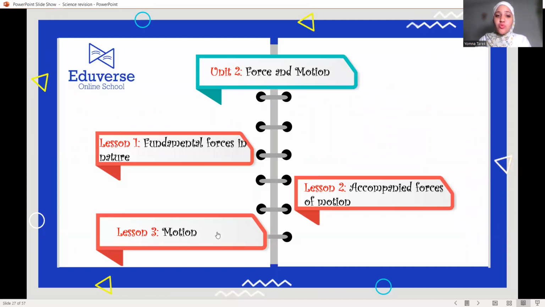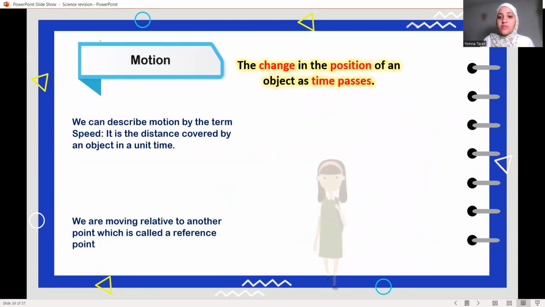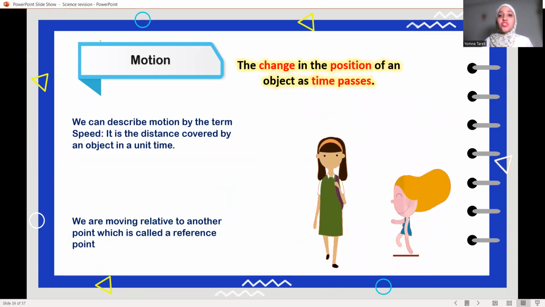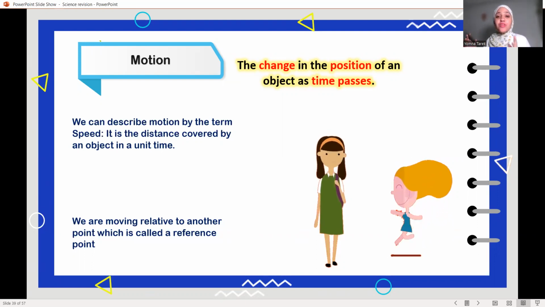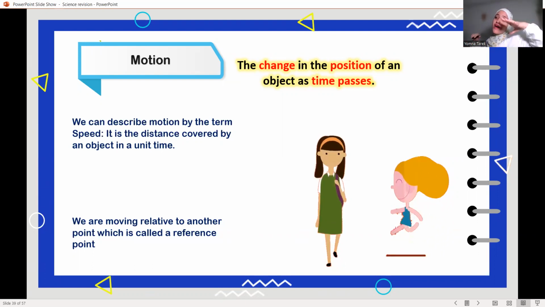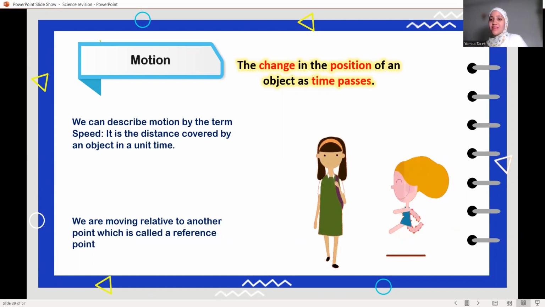Now let's start to talk about lesson 3. Lesson 3 is about motion. What is motion? Motion is the change in position as time passes. So when you are moving, you change your position and time is also passing. So this is called motion. Sometimes, or all the time, you are moving according to a point. For example, I'm going to move from the north of the bank, or I'm going to move 3 steps from my bed, or from my place, and so on.